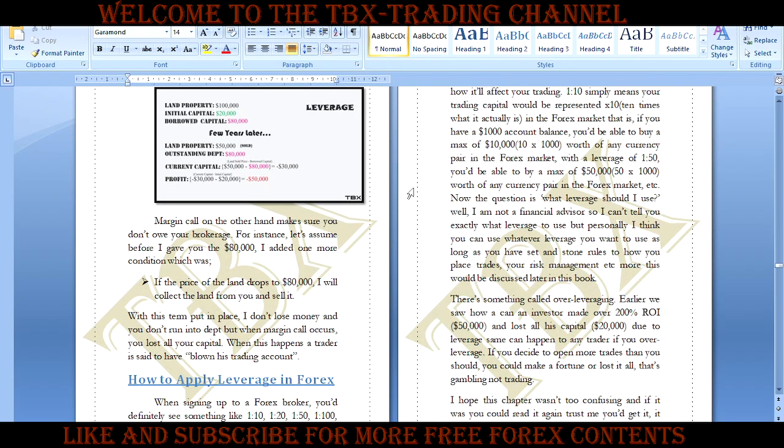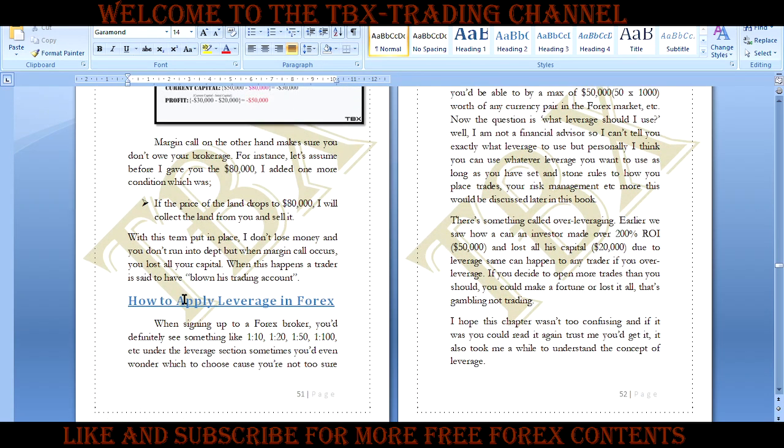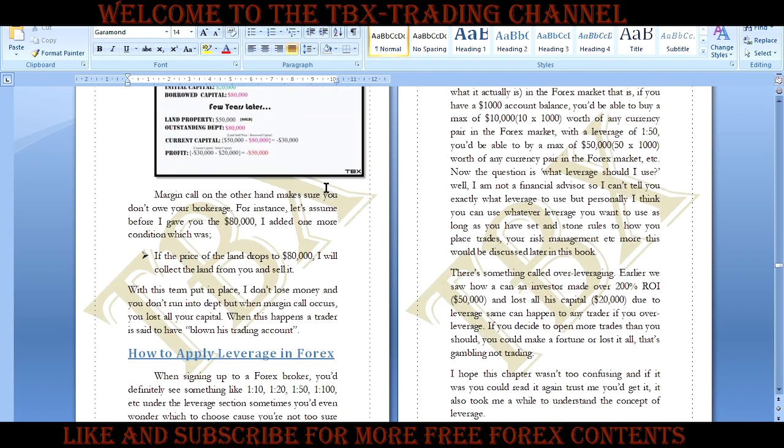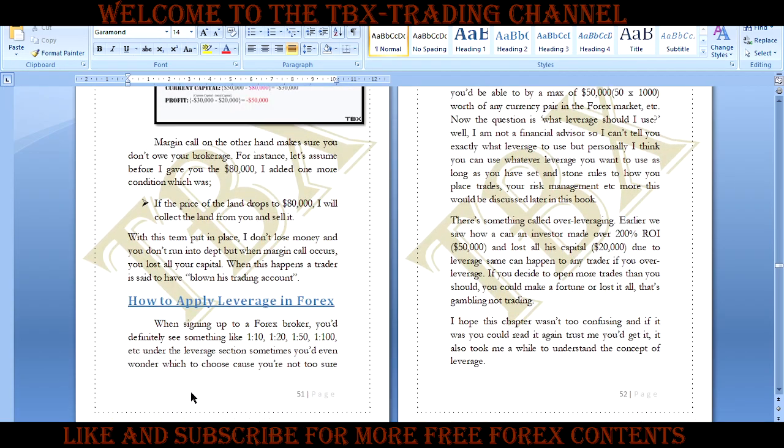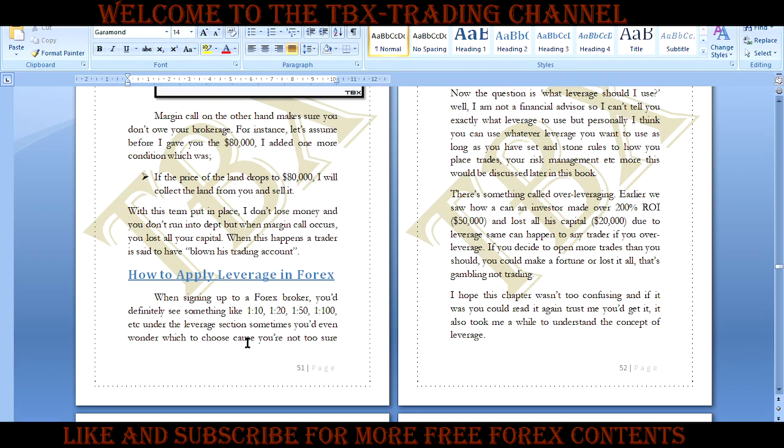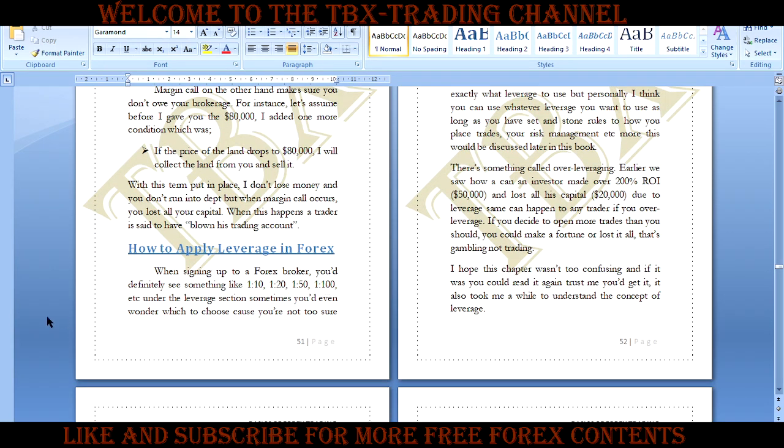You can read all of this. This is to understand leverage normally. So now, how to apply leverage to forex. When signing up to a forex broker, you definitely see something like 1:2, 1:10, 1:20, 1:50, 1:100, etc.